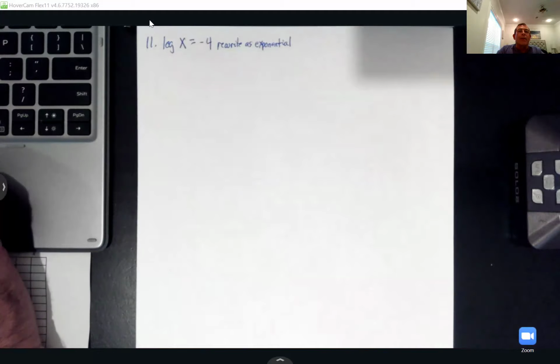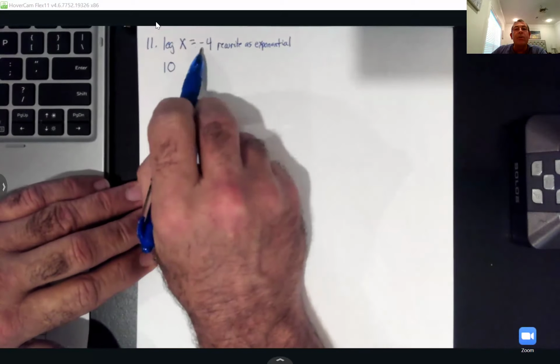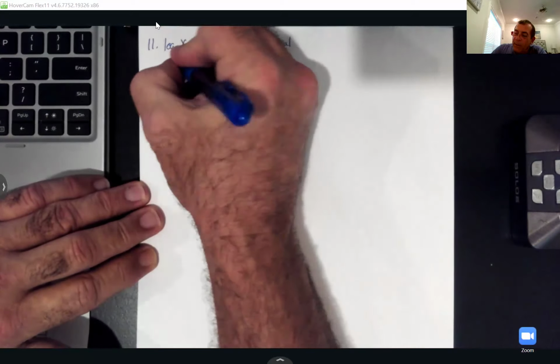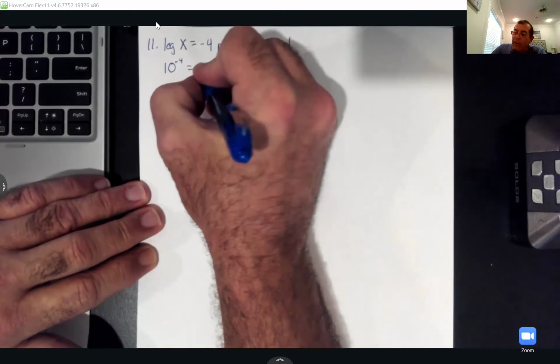All right, Nancy, good job. It is definitely a 10. Remember, if there's not a base shown, it's a 10. So that means 10 to the -4th equals that result of an x.